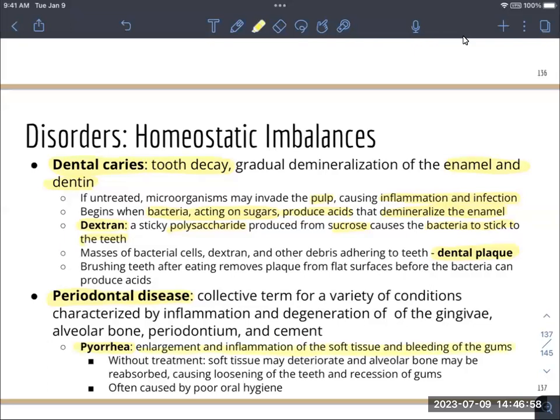So if you don't get that treated, soft tissue can deteriorate. That bone can be reabsorbed, and gums can recede, so they go up higher on the teeth. You can lose your teeth. And it's seen in people who have poor oral hygiene.